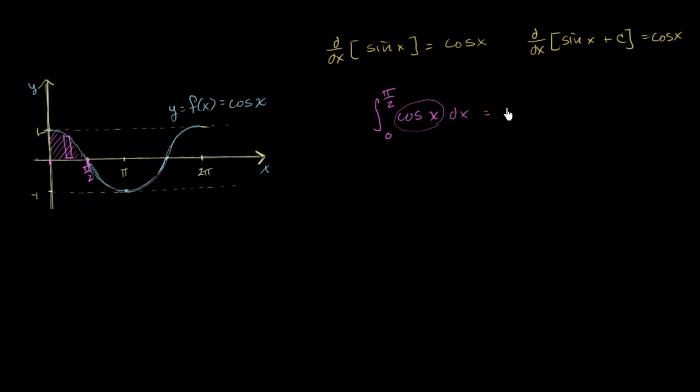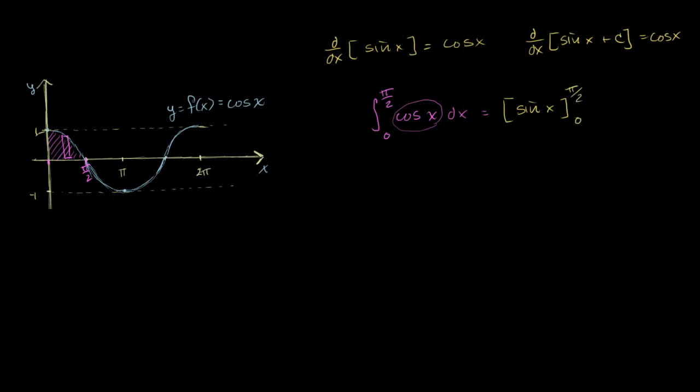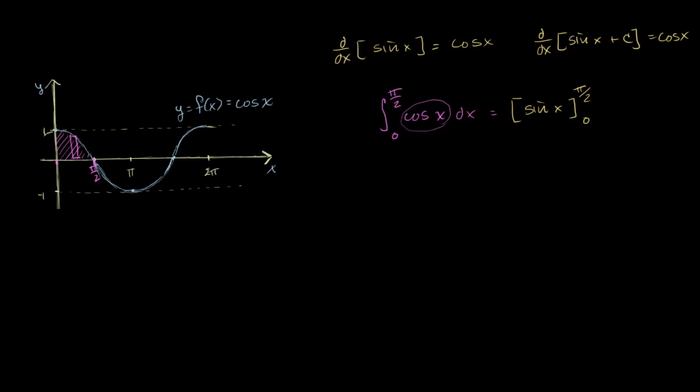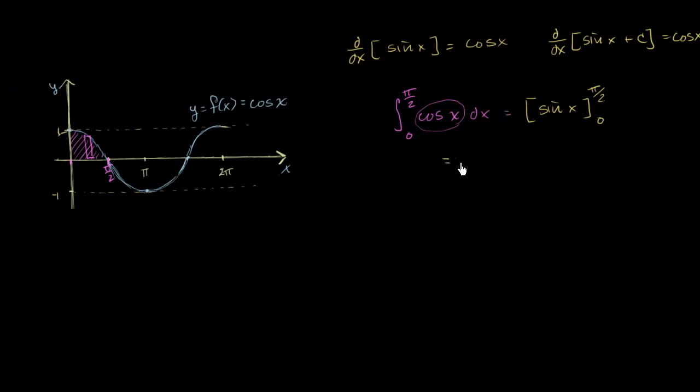So one way that we can denote this: an antiderivative of cosine of x is sine of x. And we're going to evaluate it at pi over 2, and from that subtract it evaluated at 0. So this is going to be equal to sine of pi over 2 minus sine of 0. Sine of pi over 2 is 1, sine of 0 is 0, so it's 1 minus 0, which is equal to 1. So the area of this region right over here is equal to 1.